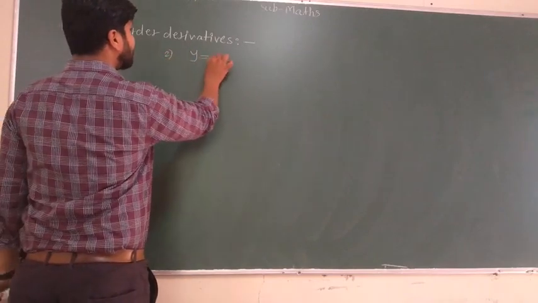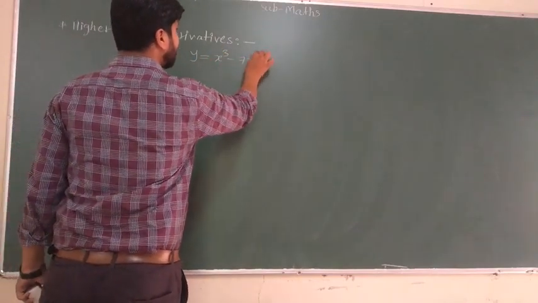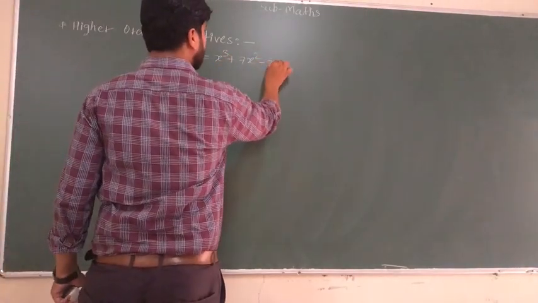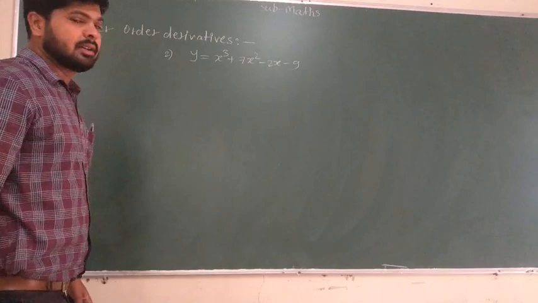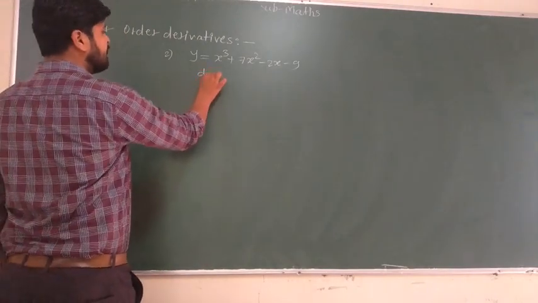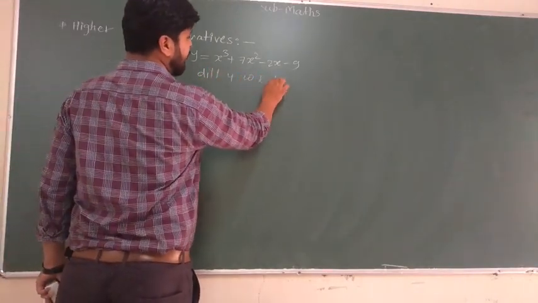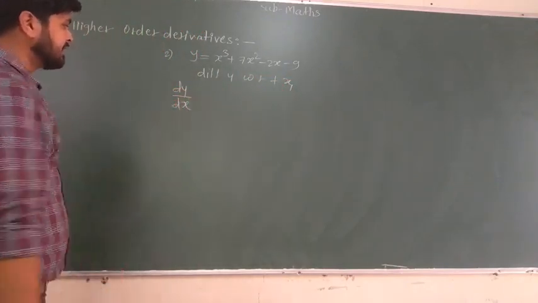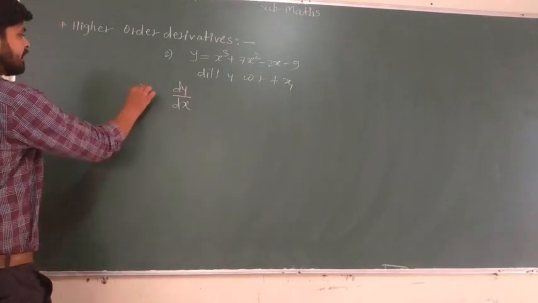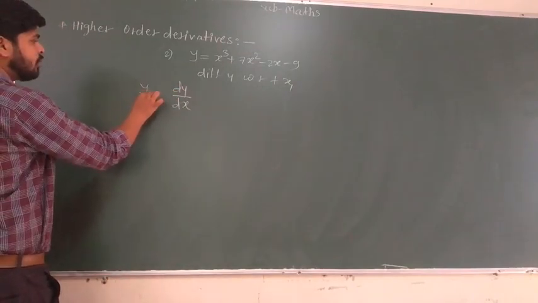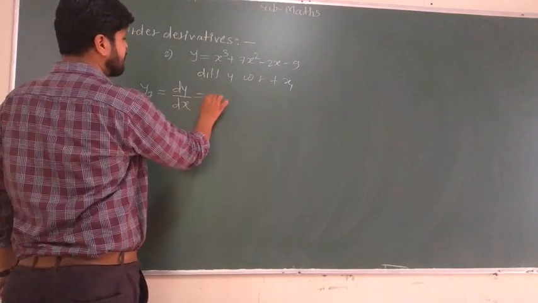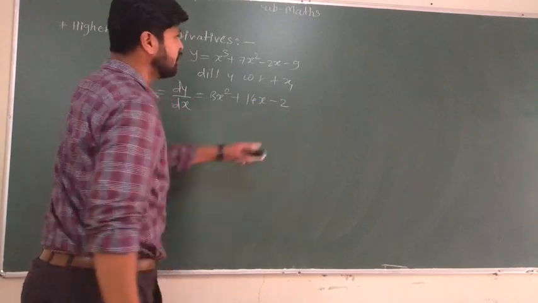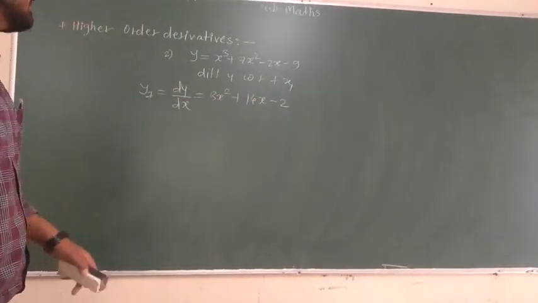Second example, y is equal to x cube minus 7x square plus 7x square minus 2x minus 9. So if I differentiate this y with respect to x, then I get first derivative dy by dx. This first derivative is also denoted by y dash or y1. So it is 3x square plus 14x minus 2, and derivative of minus 9 is 0.